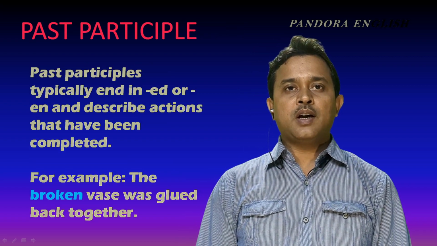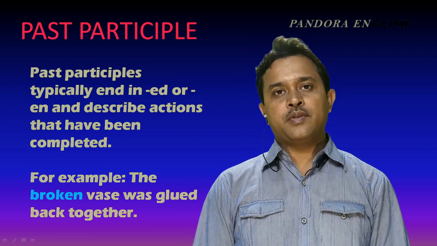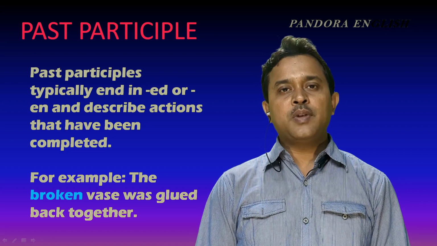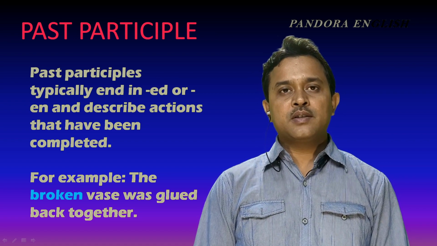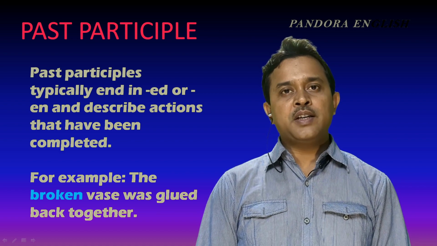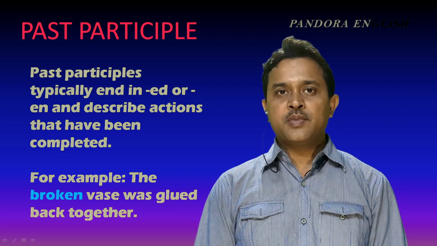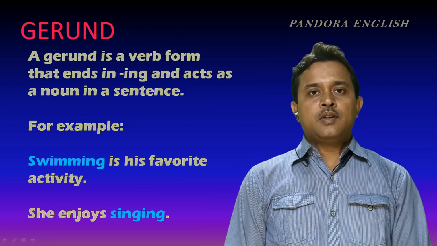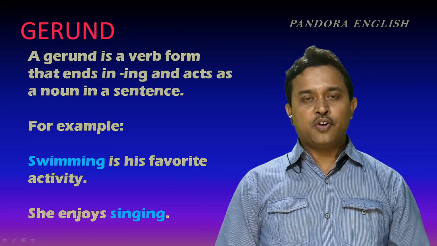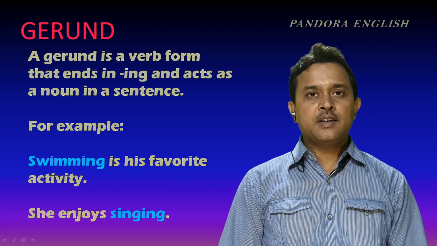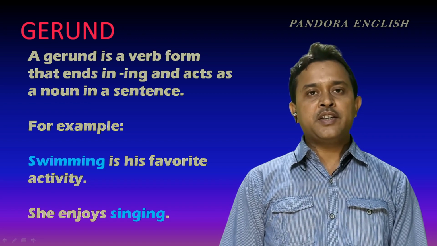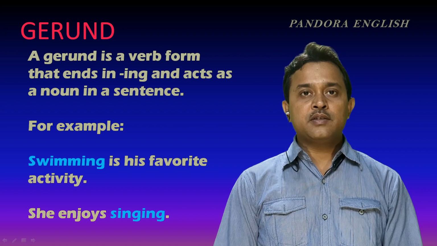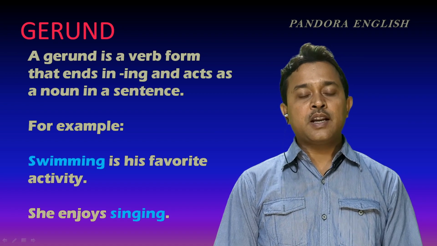Past participles are non-finite verbs which normally end with ed or en, and they describe an action that has already been done. A gerund is a verb form that ends with ing and is used as a noun or a pronoun.